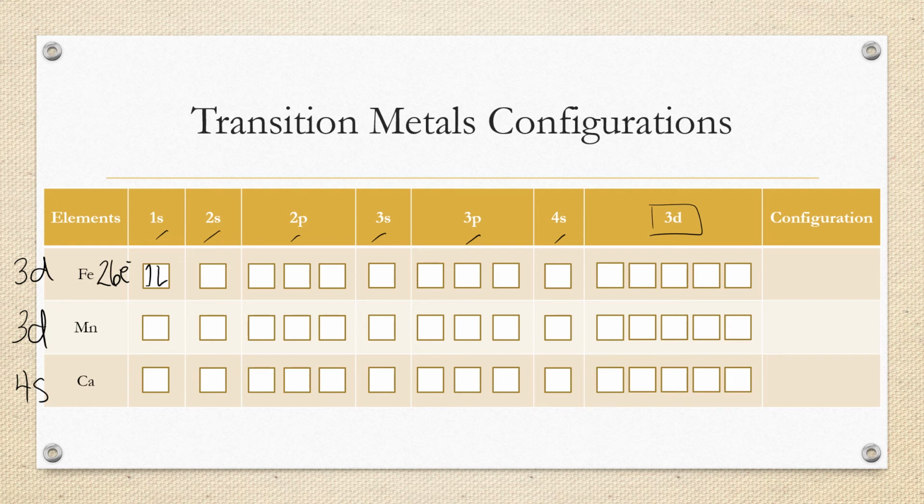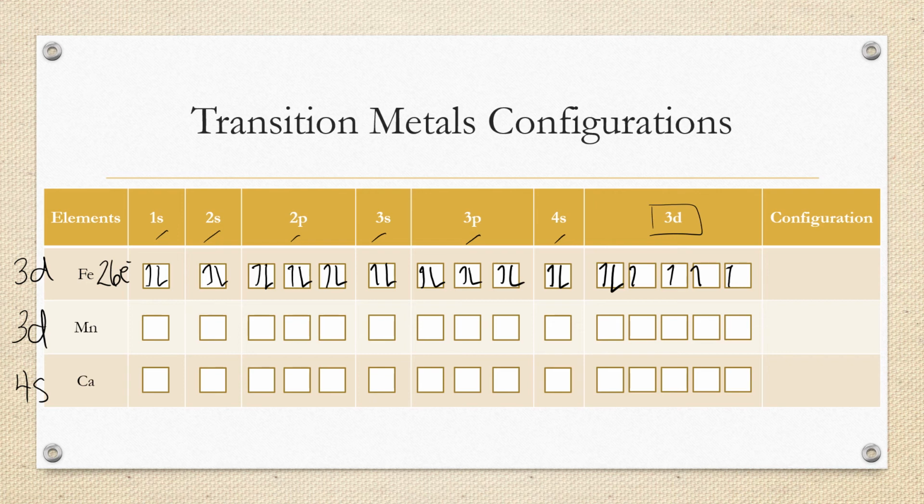1, 2, 3, 4, 5, 6, 7. Now once they're all full, I can add the secondary spin for those 3. So I have 2, 4, 6, 8, 10, 12, 14, 16, 18. Now I am going to pass through my 4s, so 20, 21, 22, 23, 24, 25, 26. So that would be how I would fill in all of those orbitals.